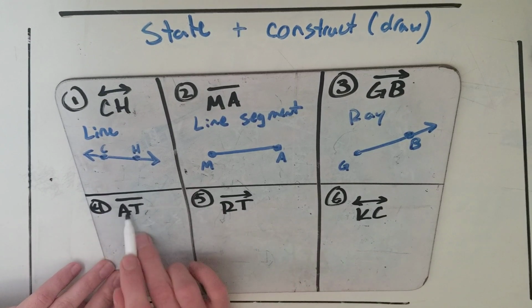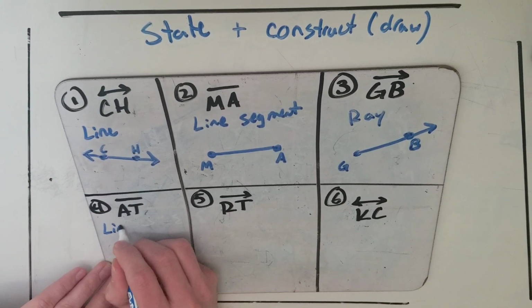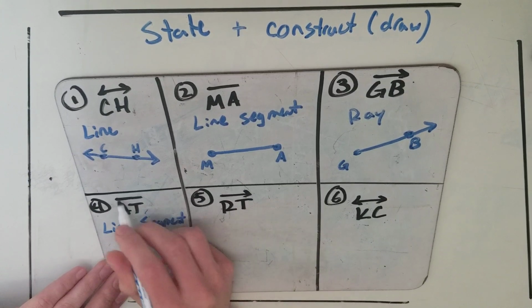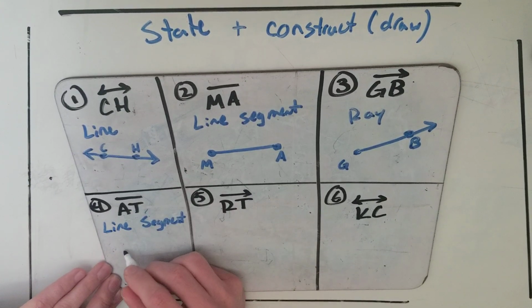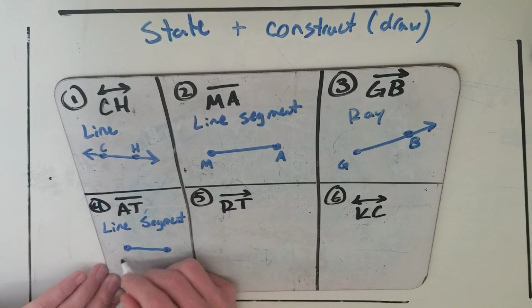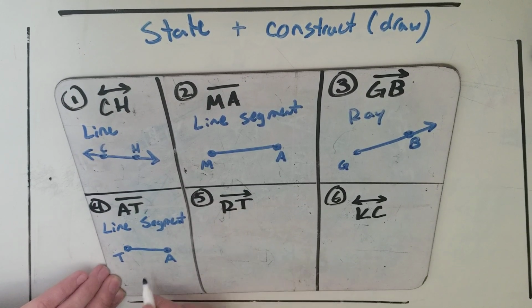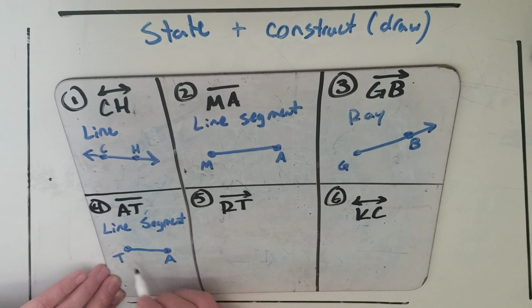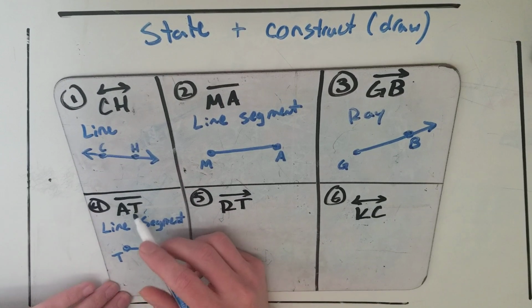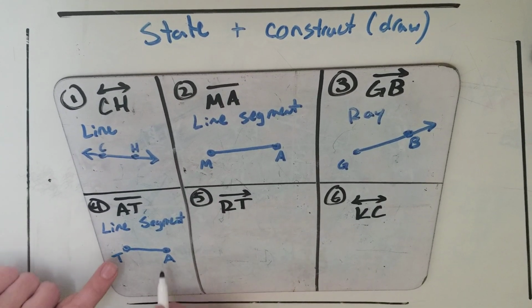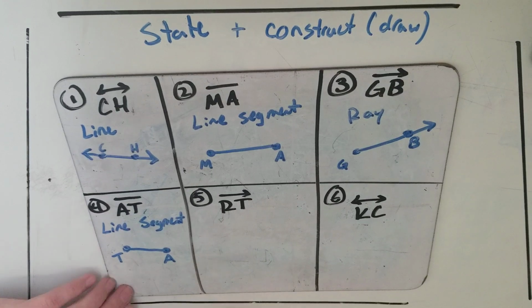Here we have line segment AT. That's our notation up here. So that means we have A and T. And let's do it like this this time. Line segment AT doesn't necessarily have to go from left to right when you're drawing it. We don't know the direction of them. We're not given coordinates for the endpoints, but we know it's a segment between A and T.